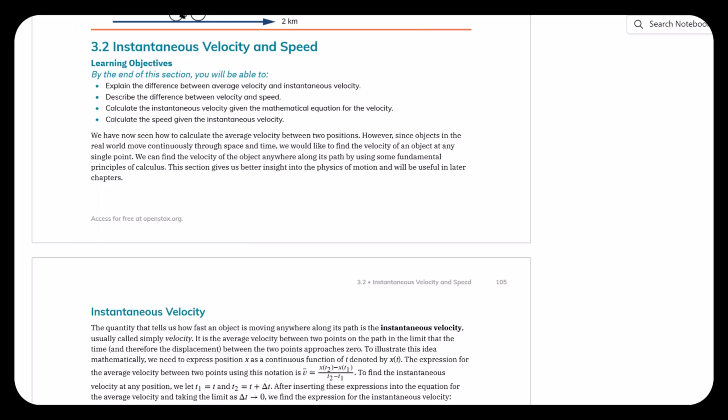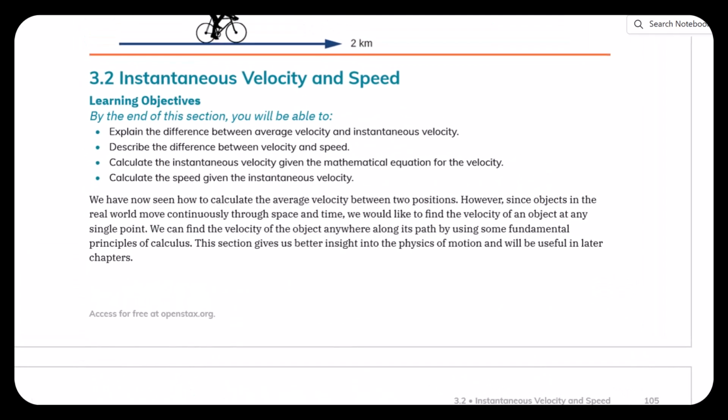Okay, so let's start now. We're going to look at instantaneous velocity and speed. Like I said, previously we were talking about just kind of going a little bit at a time, or average. Now we're looking at instantaneous, and this is where calculus becomes important. This is basically why calculus was invented.